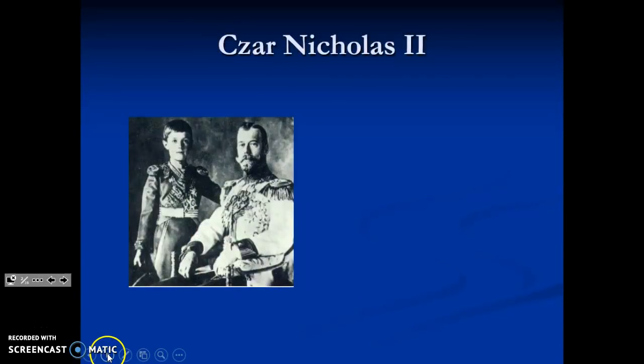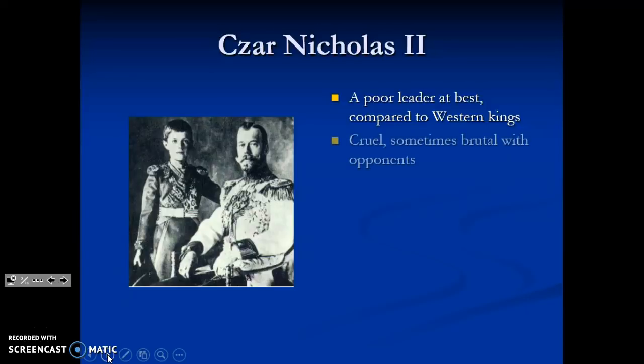Tsar Nicholas II was the Russian equivalent of the King of Russia. He was not a great leader, especially compared with some of the Western kings of the time. He was a cruel leader. He was sometimes even brutal with people who opposed him.